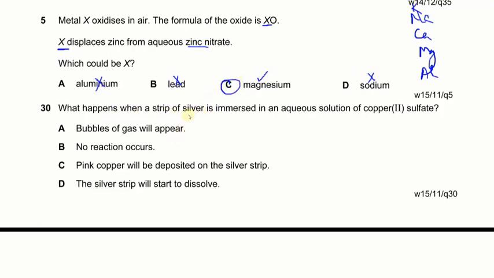What happens when a strip of silver is immersed in aqueous copper sulfate? Silver is a less reactive metal, so there should not be any reaction. Bubbles of gas appear? No. No reaction occurs? Yes, that's fine because silver is less reactive.